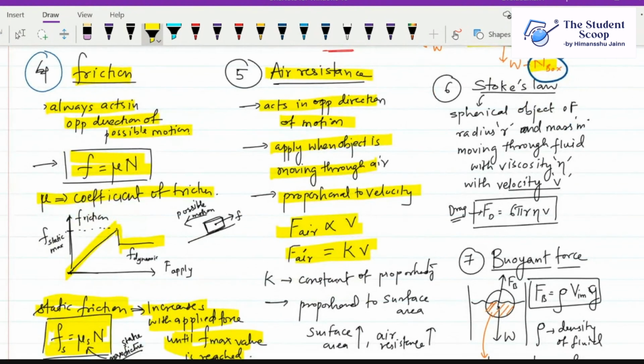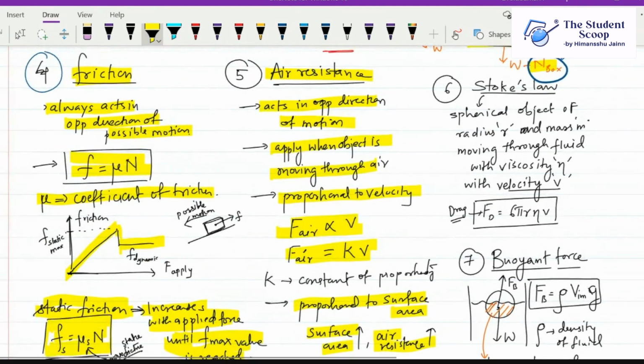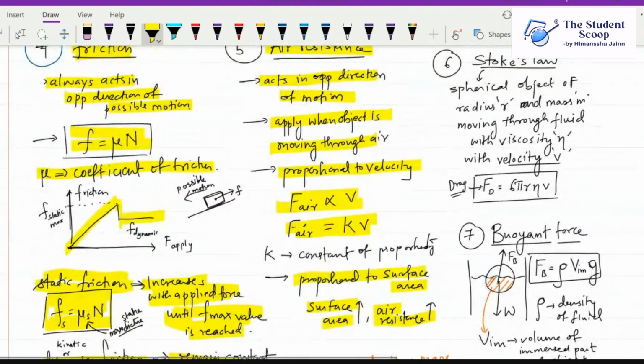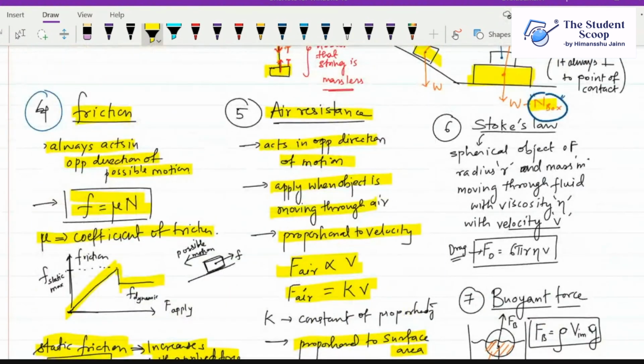It can depend on the surface area of an object. If the surface area increases, the air resistance also increases. So velocity and surface area are the two important properties of an object that will tell us how much air resistance it will experience. And the direction of motion is also very much important, which also tells us what is the direction of the air resistance as well.